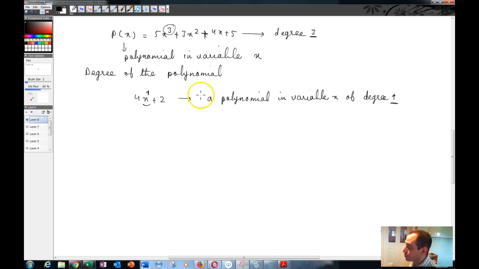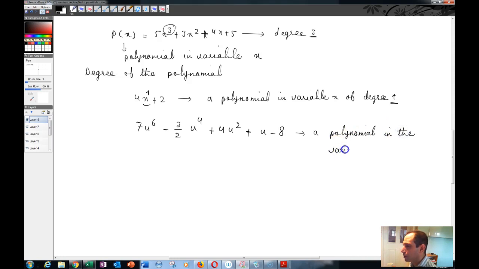And likewise, you could have something like 7u raised to the power 6 minus 3/2 u raised to the power 4 plus 4u squared plus u minus 8. This is a polynomial in the variable u of degree 6 basically. Okay, so these are some definitions and some vocabulary that we need to know.